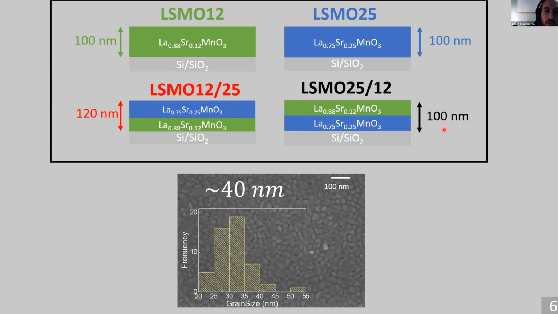The stacking order is important for us because we knew from another work that for epitaxial LSMO thin films, the stacking order matters and can change the magnetic properties and magnetocaloric properties. And also the results are going to be compared with single layer thin films of similar thickness.